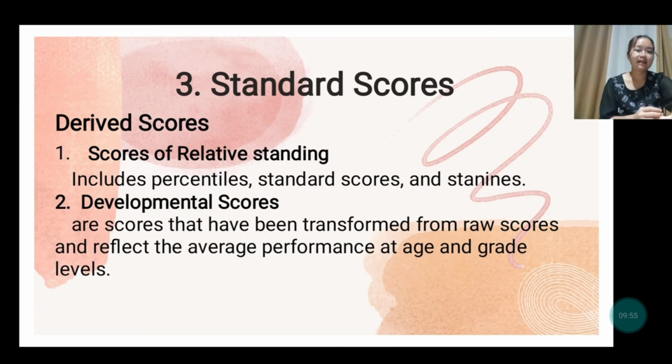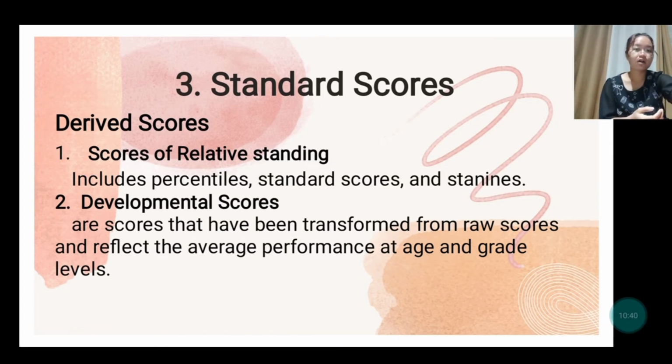First, let us define the two types of derived scores. There are two different types: the scores of relative standing, which include percentiles, standard scores, and stanines, while the other is the developmental scores, which are scores that have been transformed from raw scores and reflect the average performance at age and grade levels.